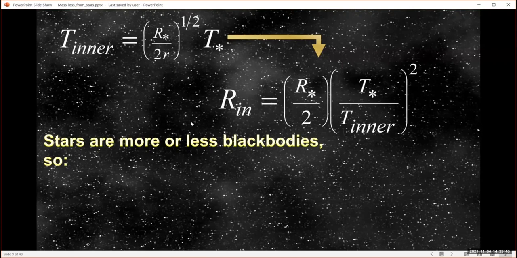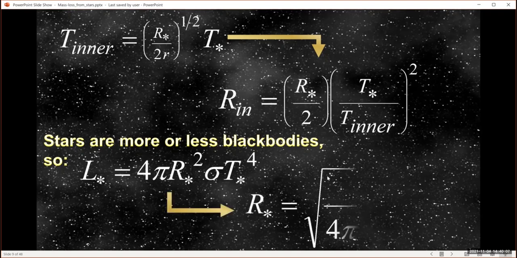Now, since stars are more or less black bodies, we're going to assume that they behave like black bodies for the purpose of this. And so we can actually put this in terms of luminosity. This is good because radius isn't something we can directly measure, but luminosity is something that we can measure for a star. So we're going to put in the luminosity as 4 pi r squared sigma T to the 4 for our star. We've extracted this R from this equation.